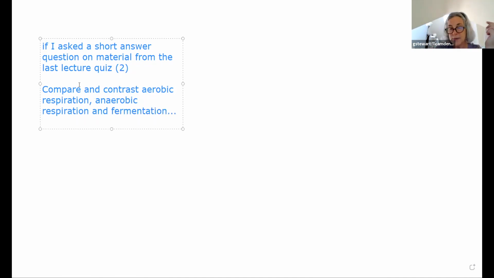Oftentimes the short answer questions are compare and contrast, and what that means essentially is this would be like a Bloom's level 3 or 4. When I ask for compare and contrast, the simplest thing to do always is to start with basic definitions of the terms that are in the question, because that often elucidates what is the same about the things or what is different about the things.